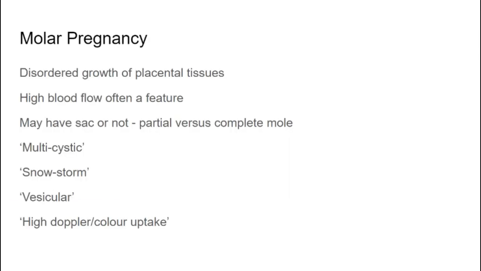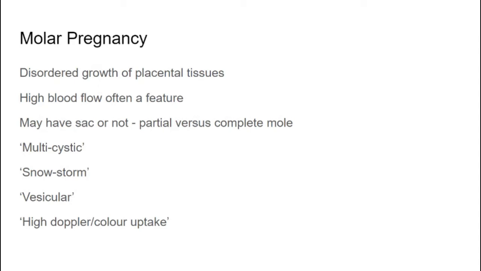The other thing we just need to bear in mind is a molar pregnancy. So this is disordered growth of placental tissues. You often get very high blood flow. There can be a sac, so with a partial mole, you'll have a pregnancy sac and then molar tissue adjacent to it, or a complete mole where the whole uterus is just filled with disordered placental growth. It's often described as multicystic, so lots and lots of cystic spaces, lots of those little black circles, black areas.